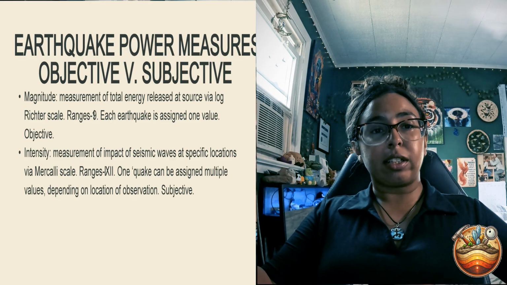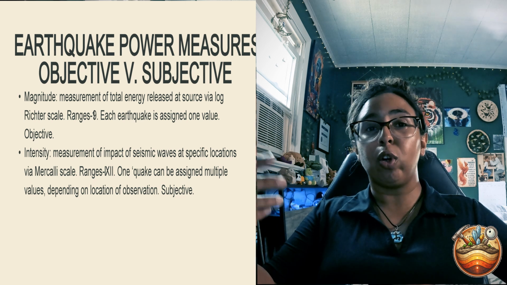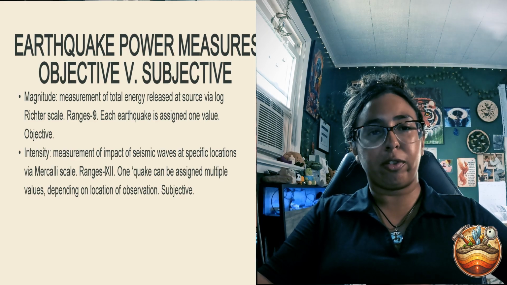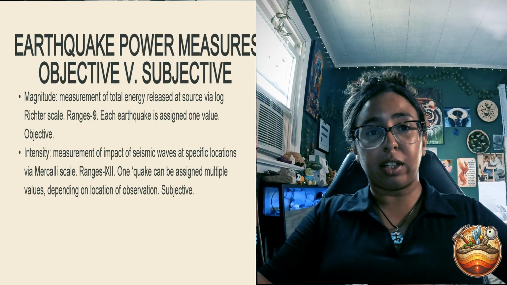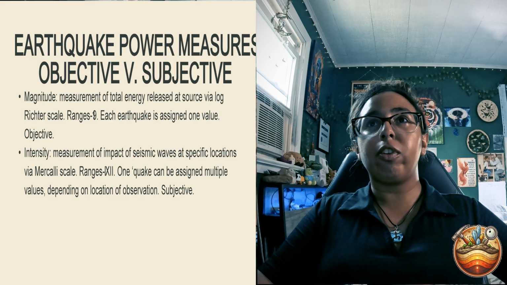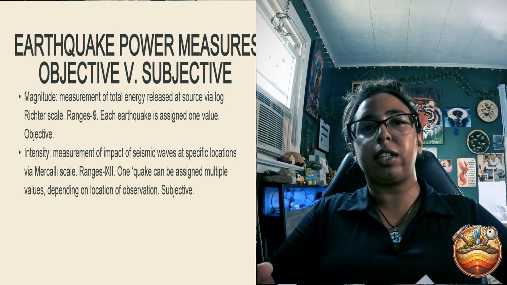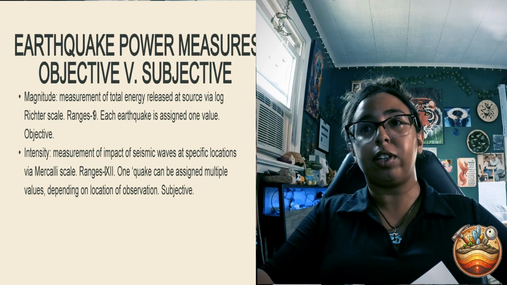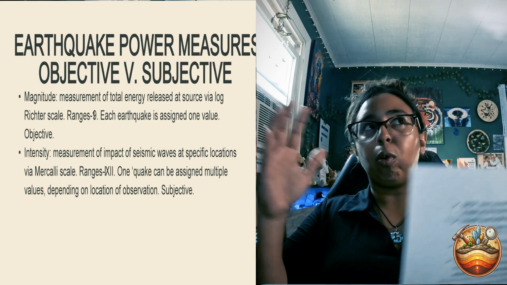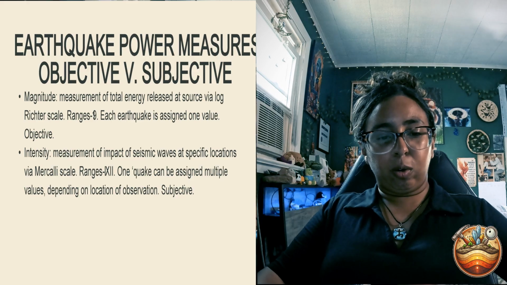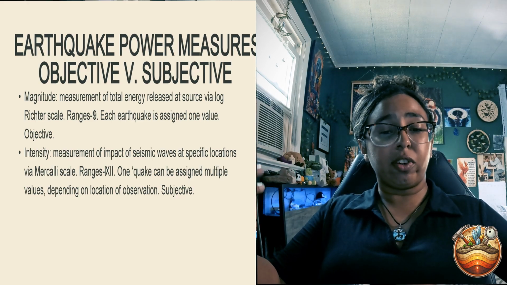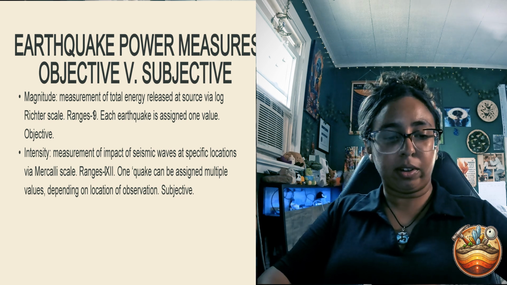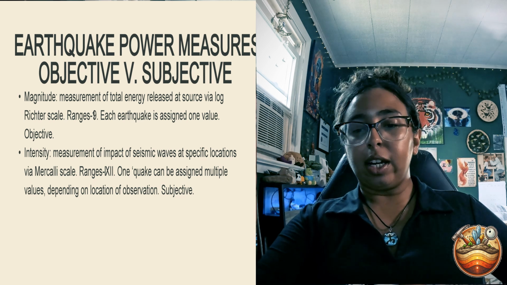Basically, why the intensity measurement is subjective is that it accounts for the location of the epicenter from wherever you are. It accounts for the local geology of wherever you are. It also accounts for building construction in that general area. So if you're in an area that barely has any buildings, the intensity of the earthquake to you might be way less severe than someone in the middle of a city with a whole bunch of buildings around them. Like I said, it ranges from 1 to 12 in Roman numerals for intensity, and one earthquake can have multiple ratings depending on where you are.